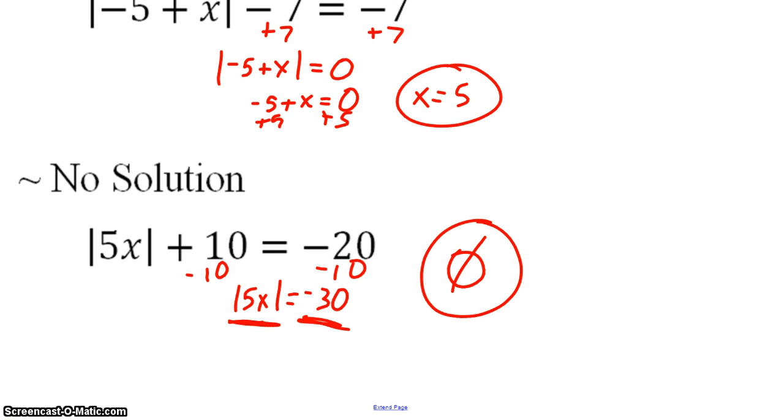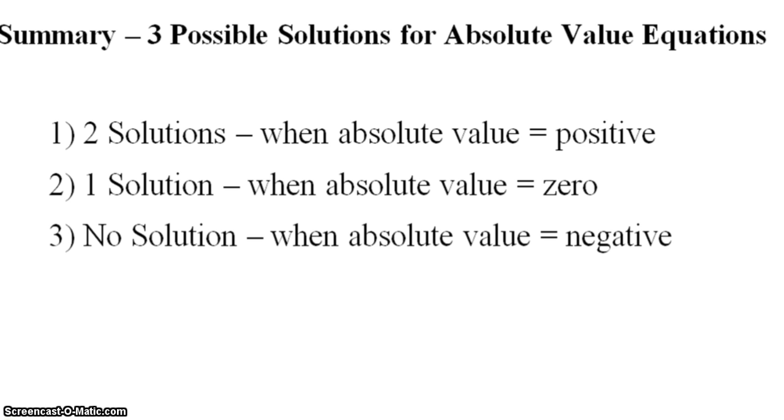Okay? So putting this all together today, there's three possible solutions in absolute value equations. Two solutions happen when absolute value equals a positive. One solution happens when absolute value equals 0. And no solution happens when absolute value equals a negative number. Remember, our first step is to isolate the absolute value. Our second step is to set up the two cases for the absolute value. The third step is to solve for the variable.